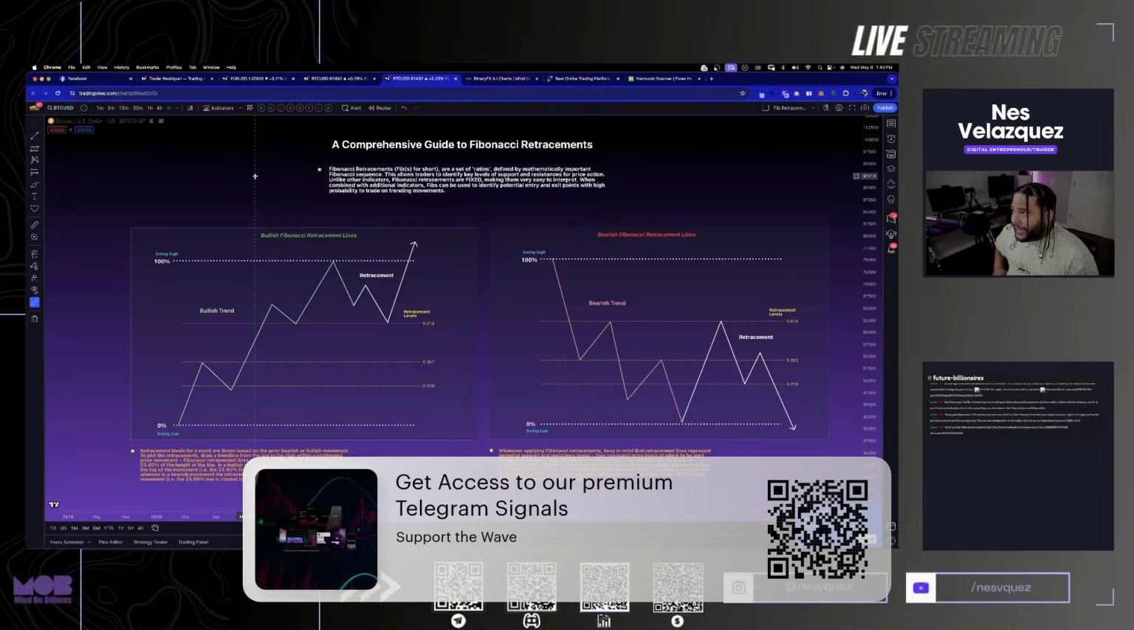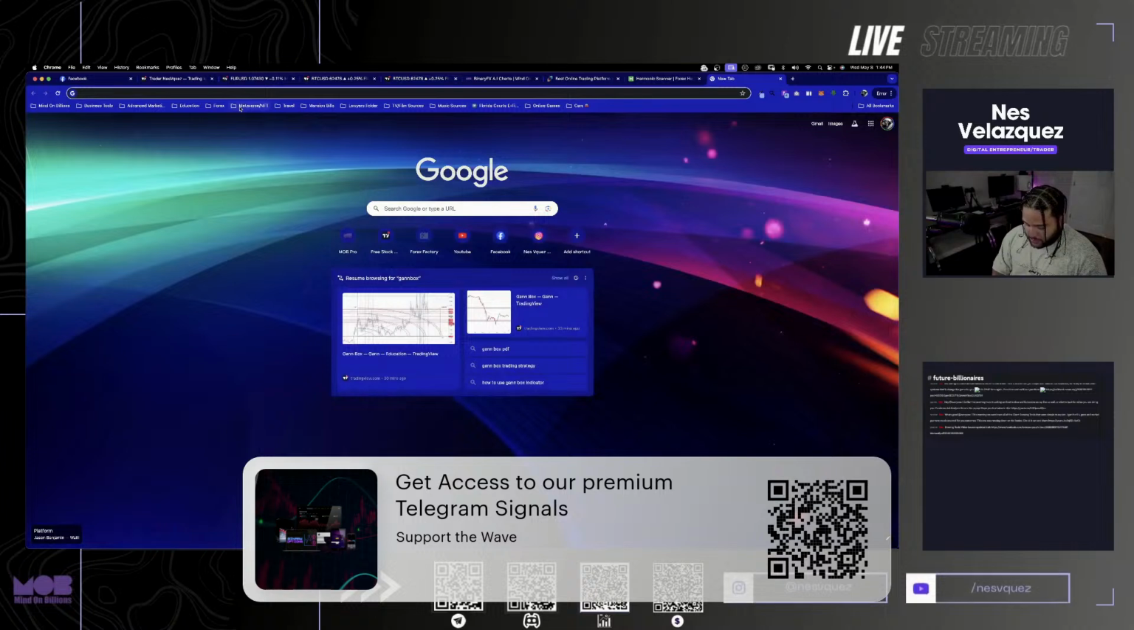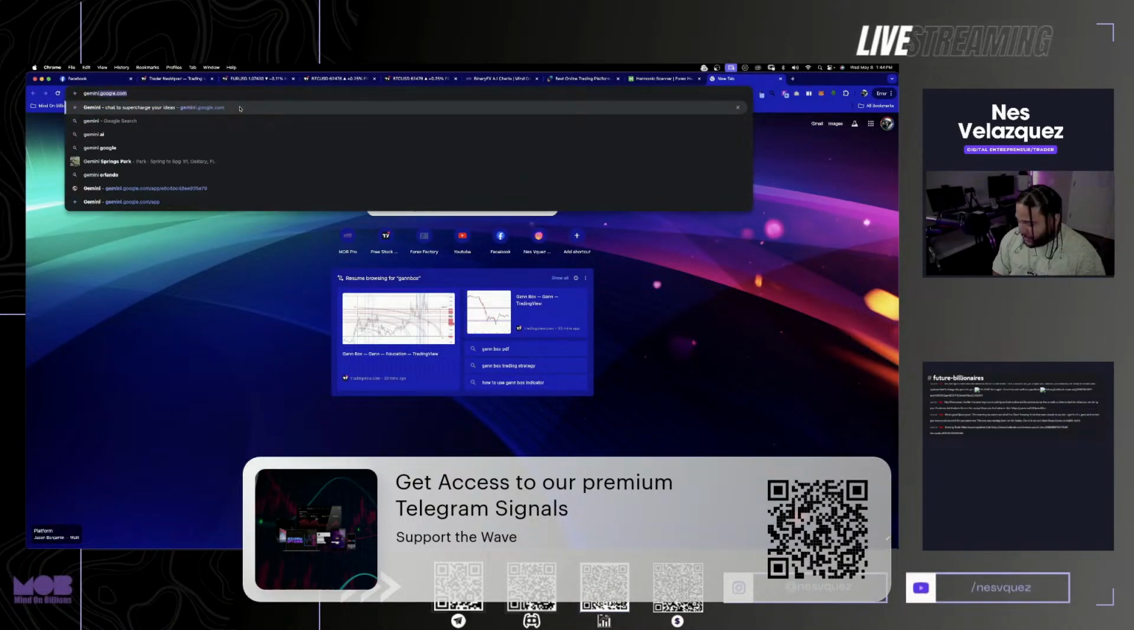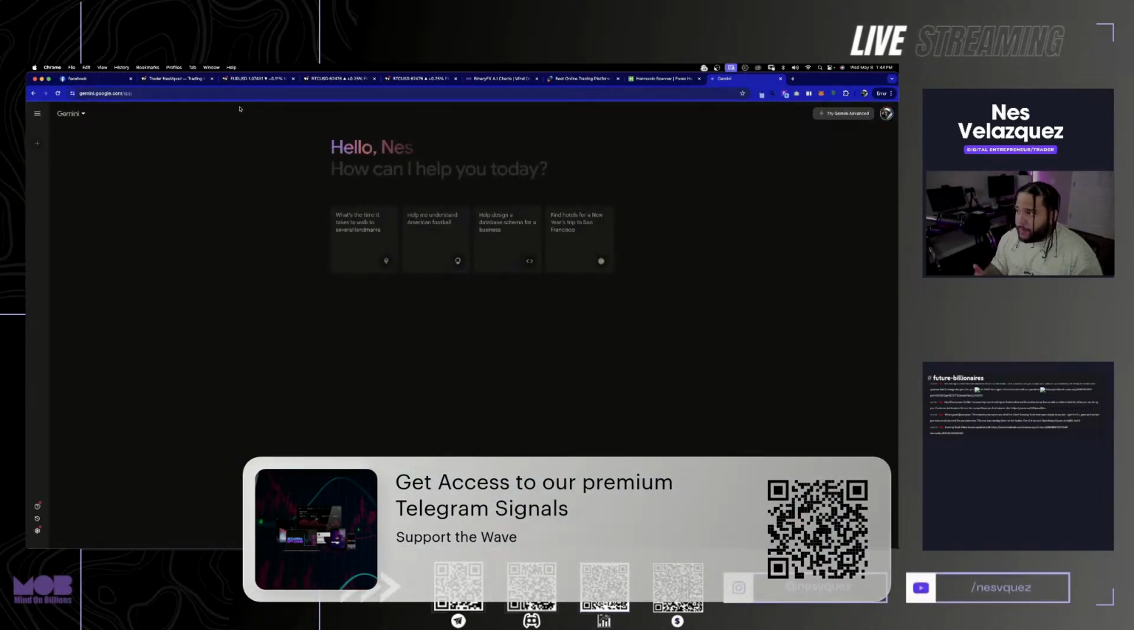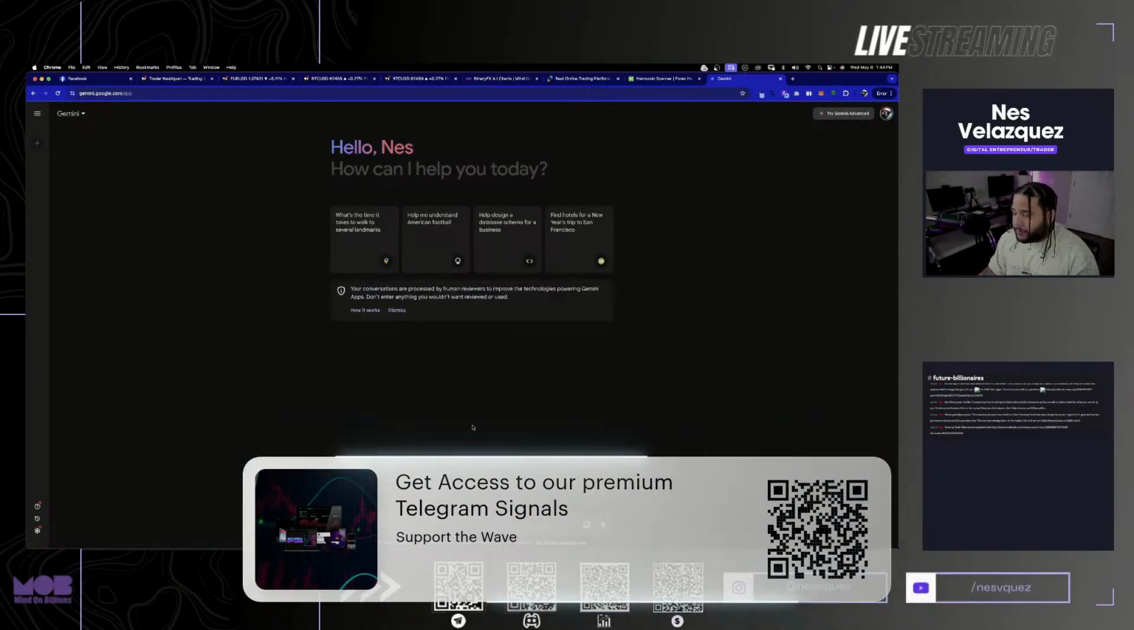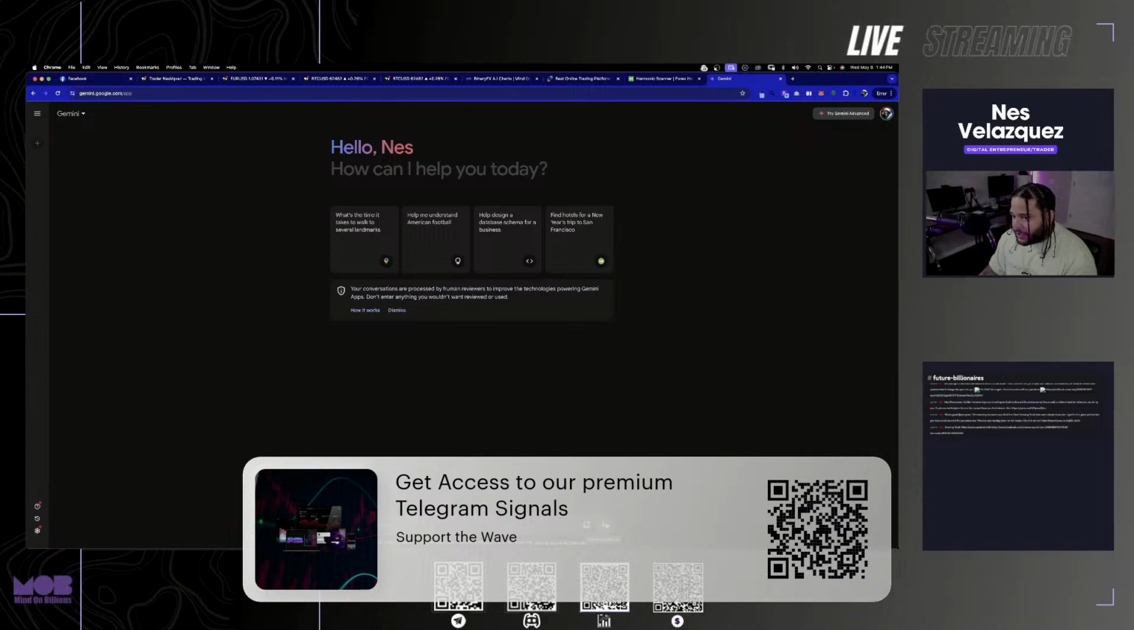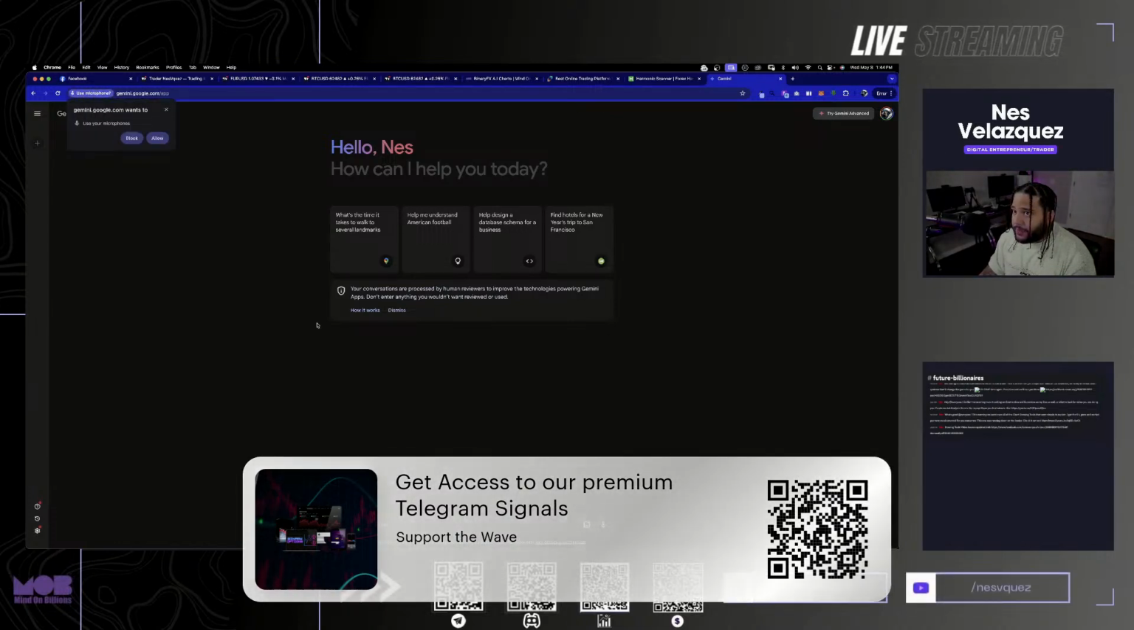Look up the Fibonacci sequence. I can have AI kind of go over it real quick. Let's do that, because I want to show you guys how you can look up certain things, okay? So Gemini is free. I do have ChatGPT 4 and other AI tools, but Gemini is something that everyone can access. We could ask it to give an explanation of the Fibonacci sequence. Give me an explanation for the Fibonacci sequence.